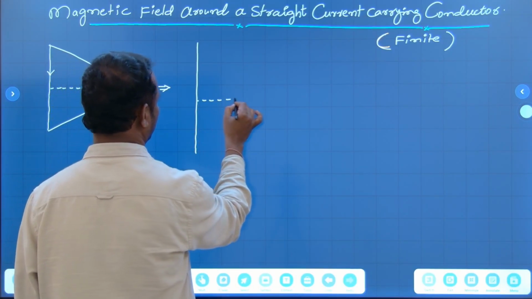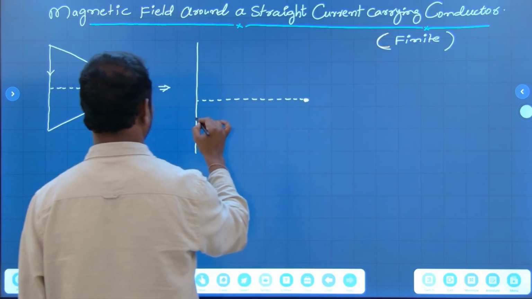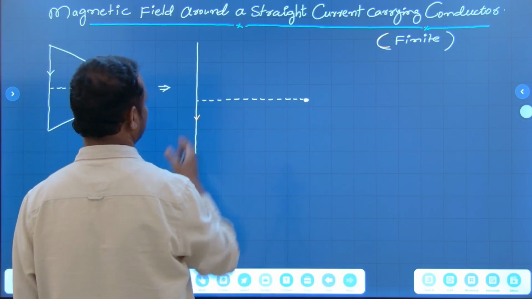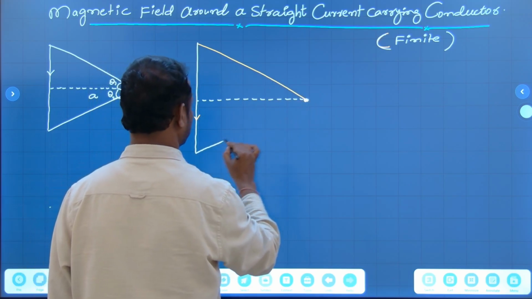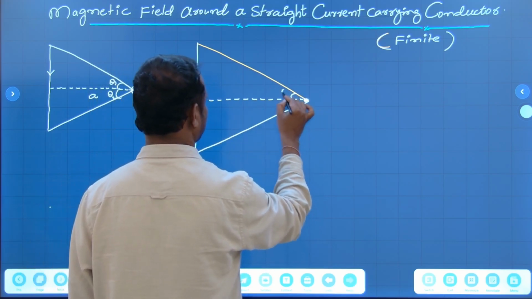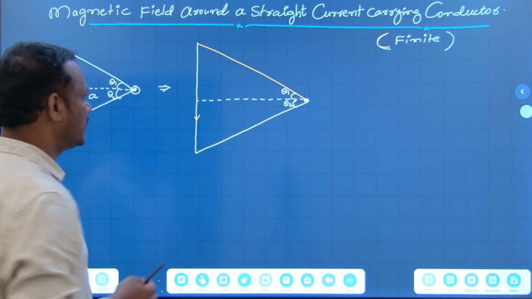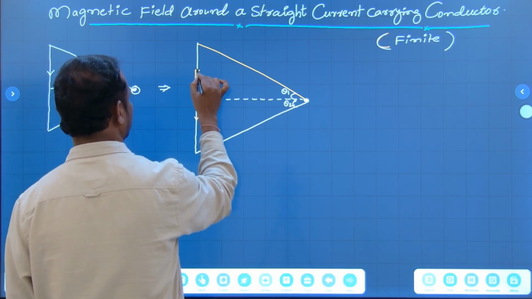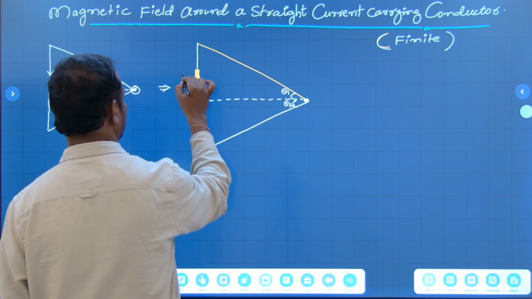I want to find the field at this position, into the plane, and the current is downwards. I am choosing these angles: the first one is theta 1, the next one is theta 2. From this conductor I am choosing a small length element, the current length element.